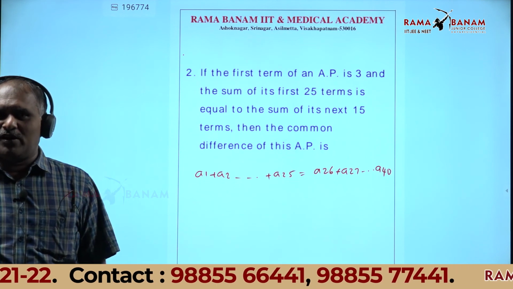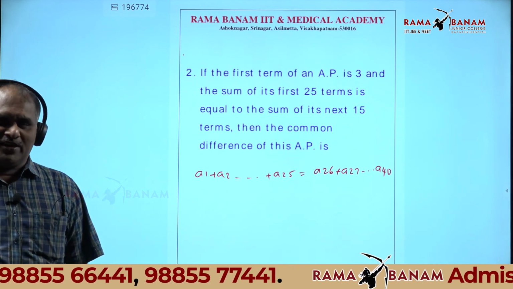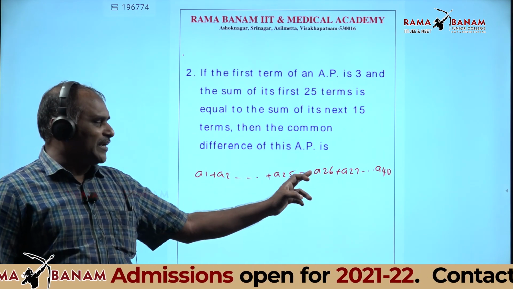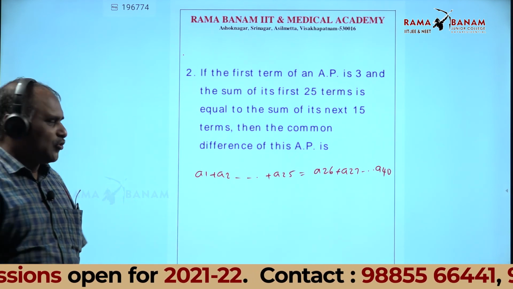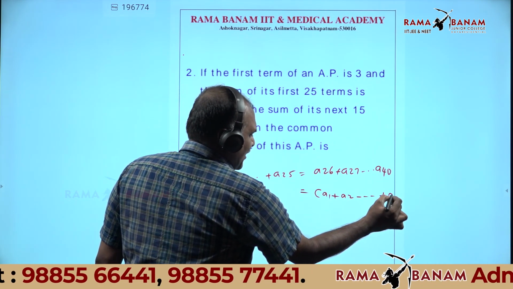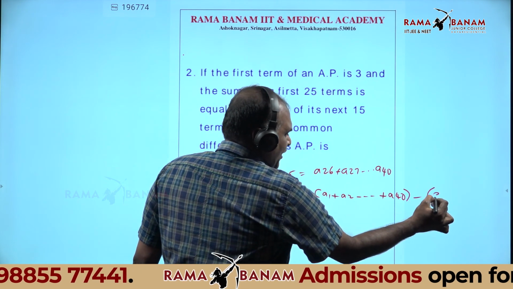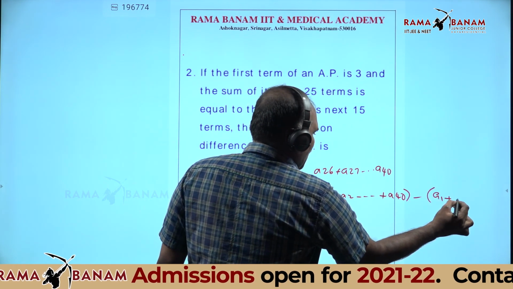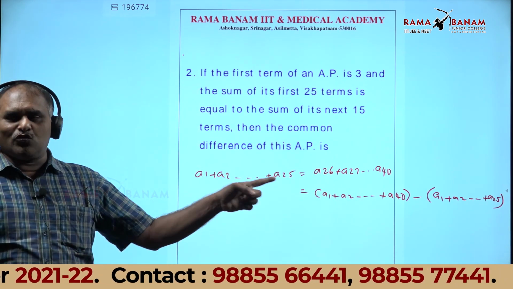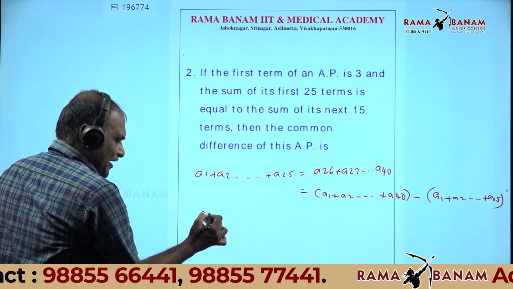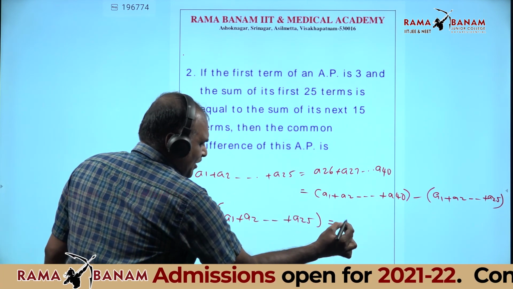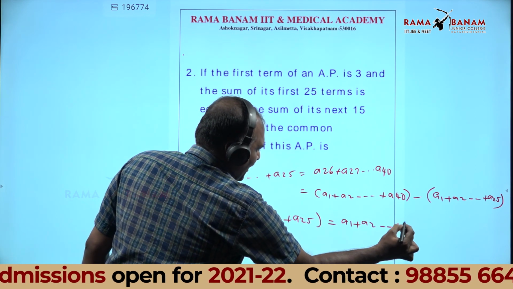What is your name? Gautam. Very good. Observe here, that is the sum of 25 terms. Here 26 to 40 is written as a1 plus a2 and so on up to a40, minus a1 plus a2 and so on up to a25. Bring that negative term to the left-hand side. You get 2 times a1 plus a2 and so on up to a25 equal to a1 plus a2 and so on up to a40.